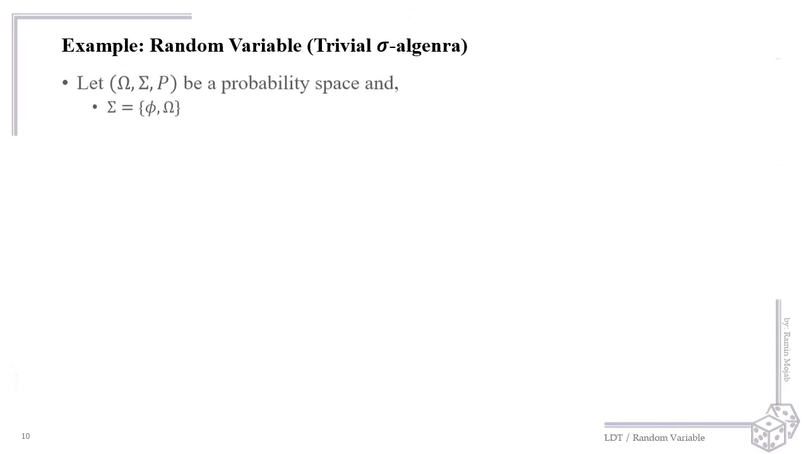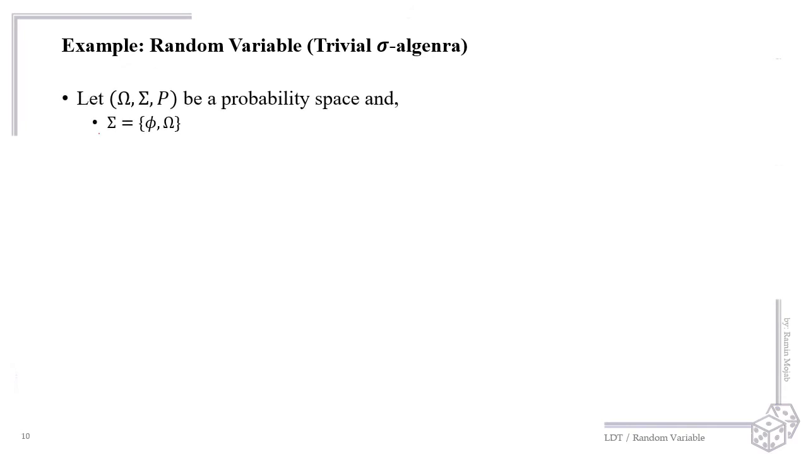As an example, consider a probability space in which the sigma algebra is a trivial sigma algebra. It has the minimum available information. Now consider an experiment in which a coin is tossed and the sample space is H and T, and regardless of the outcome, you win $10. Whether H is obtained or T is obtained, you win $10.